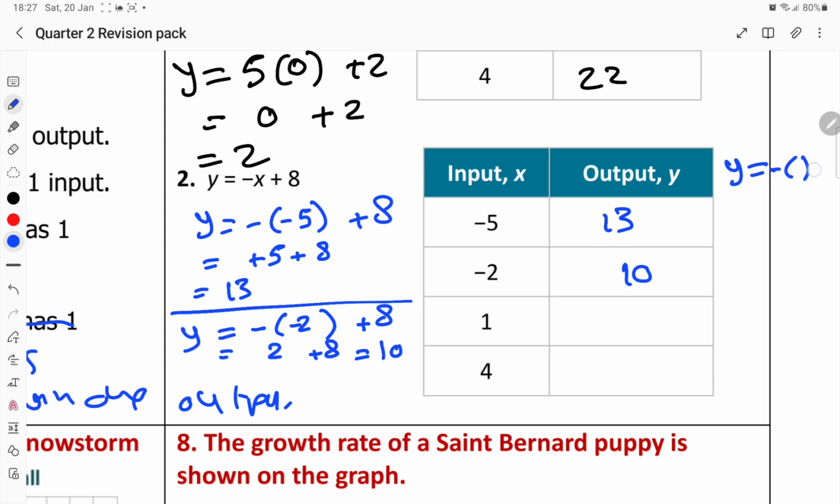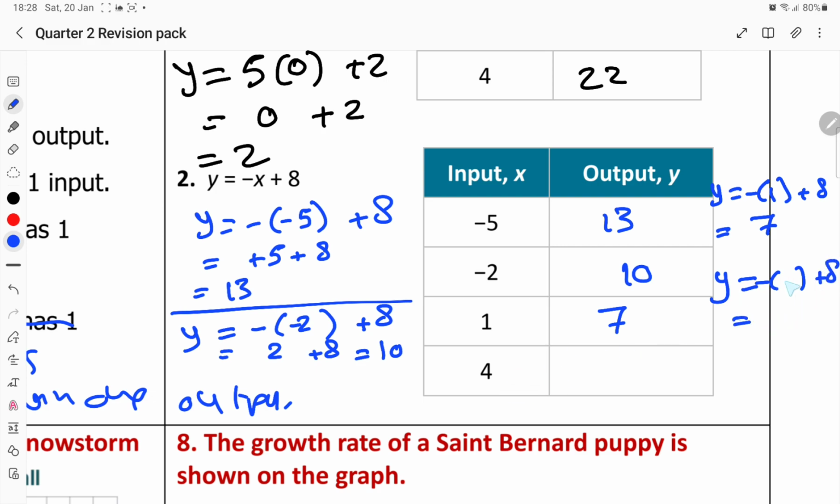Again, y equals negative x plus 8. Substitute the x. Let's write it clearly, y equals negative x plus 8. So what is the x here? 1. So negative 1 plus 8, different signs, subtract. 8 minus 1, 7.